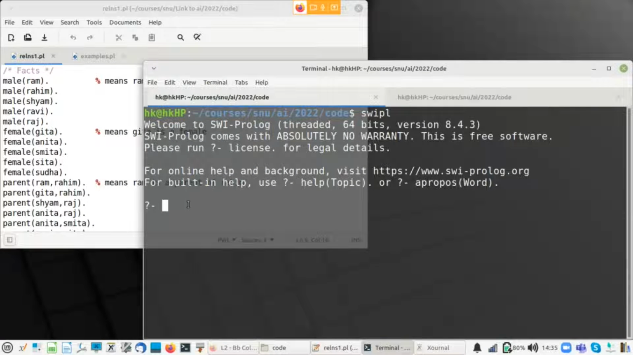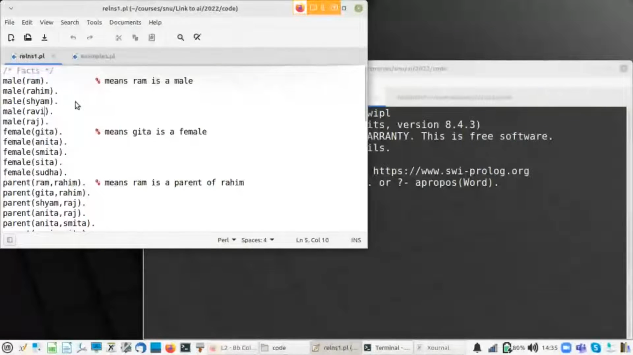interpreter. There are multiple ways to do it. One simple way is just to give a square bracket, give the name of the file. The extension is assumed to be .pl. Put a dot at the end. Every time you have to put a dot at the end. What this means is that it has read in the program, the whole program. And now let us look at this program.